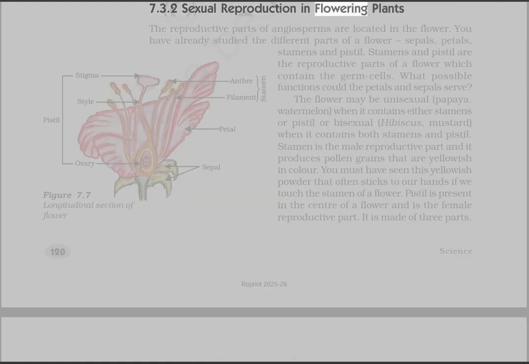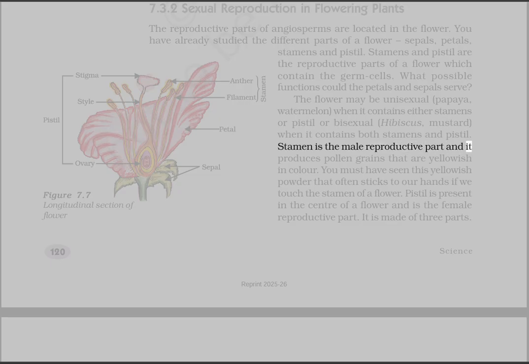7.3.2 Sexual reproduction in flowering plants. Figure 7.7 Longitudinal section of flower. The reproductive parts of angiosperms are located in the flower. You have already studied the different parts of a flower: sepals, petals, stamens, and pistil. Stamens and pistil are the reproductive parts of a flower which contain the germ cells. What possible functions could the petals and sepals serve? The flower may be unisexual: papaya, watermelon, when it contains either stamens or pistil, or bisexual: hibiscus, mustard, when it contains both stamens and pistil.